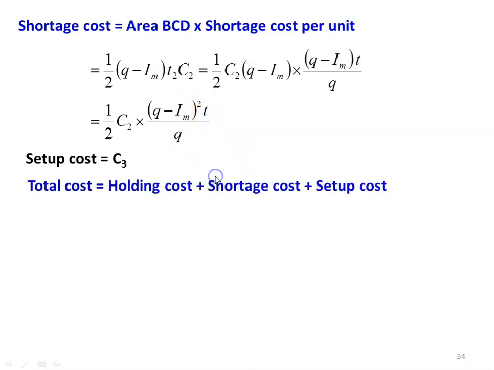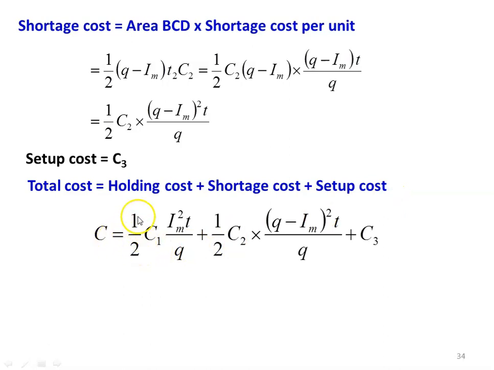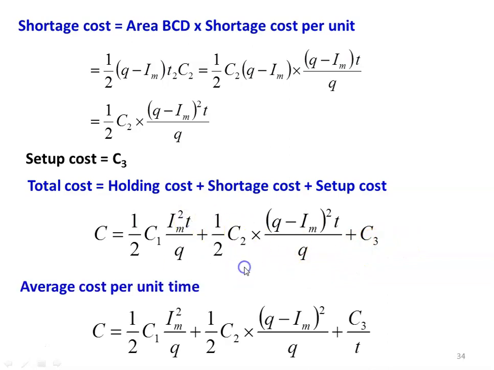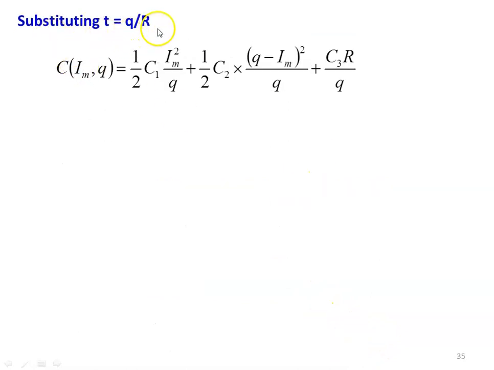The setup cost is C3, and the total cost equals holding cost plus shortage cost plus setup cost. Substituting, C equals 1 by 2 C1 IM square T divided by Q plus 1 by 2 C2 into (Q minus IM) whole square into T divided by Q plus C3. The average cost is obtained by dividing by the time. So dividing the previous equation by T, C equals 1 by 2 C1 IM square by Q plus 1 by 2 C2 into (Q minus IM) whole square by Q plus C3 by T. T is the time. Now substituting T equals Q by R, finally the cost equation is in terms of IM and Q. So C equals 1 by 2 C1 IM square by Q plus 1 by 2 C2 into (Q minus IM) whole square by Q plus C3 R by Q.